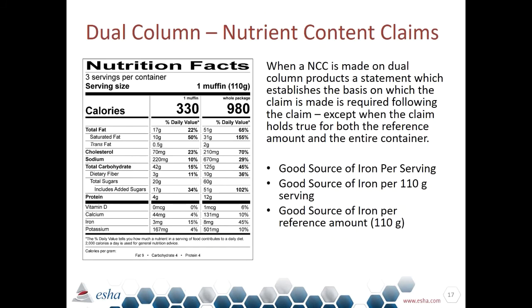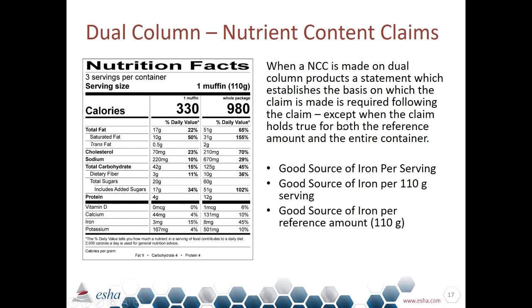Lastly, another thing to consider in regards to dual column labeling is nutrient content claims. The most important thing to remember is that if you're making a nutrient content claim, it must be in regards to the first column, so the reference amount of the item, and we must include a statement following the nutrient content claim that references the quantity of food that corresponds to the claim. So here we see that we're able to make a good source of iron claim. So we are saying good source of iron per serving, good source of iron per 110 gram serving, or good source of iron per reference amount, with the reference amount listed there.